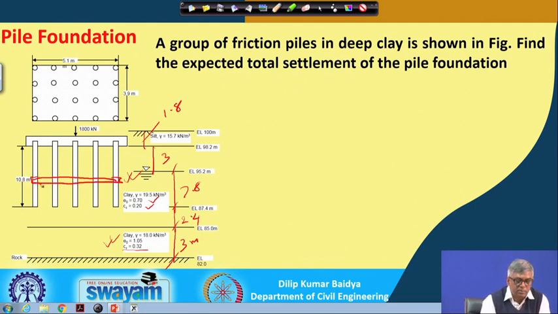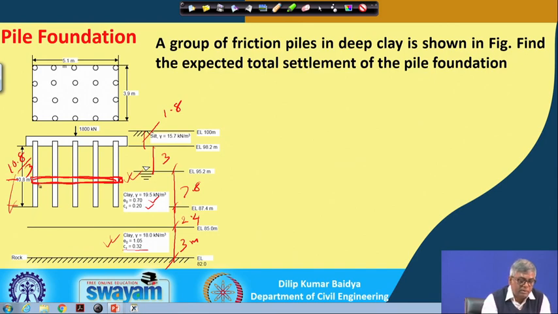Okay, so this is the one you have to consider, the equivalent raft at this depth. And this will be actually from here to here, 10.8/3, because this side is 2/3, this will be 1/3. So now.